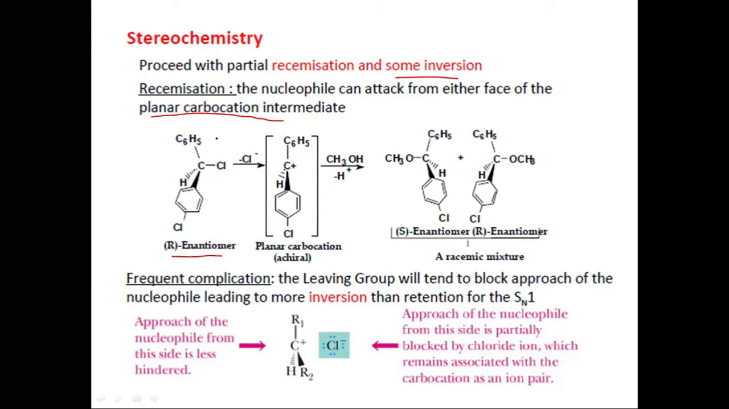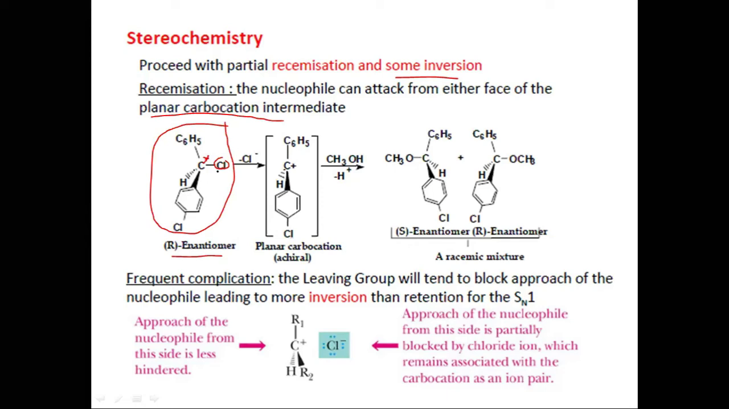The substrate is chiral or achiral? Chiral. It is chiral, right? So it has a leaving group Cl, and then this is the carbon, and one is C6H5, another one is the chlorobenzene, and H. So the carbon is substituted by 4 different groups, and it has a chiral center.